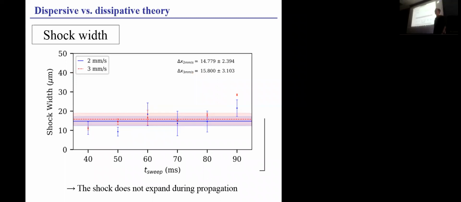Then we can look at the shock width. As the shock propagates through the BEC, DSW, the dispersive theory, would say that the shock actually expands outwards because there is the harmonic edge and the solitonic edge, and they run at different speeds. We observe that the shock width is roughly the same. These are two different speeds, blue is 2 and red is 3 millimeters per second, following through the sweep of the BEC, and we don't see any significant change of the width of the shock front. Again, viscous shock theory would predict this.